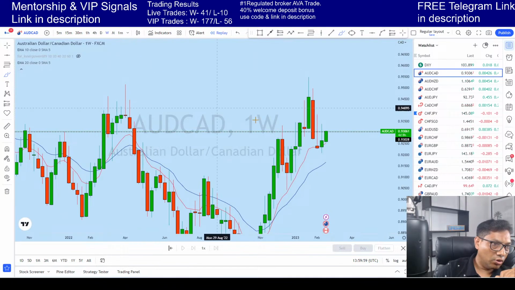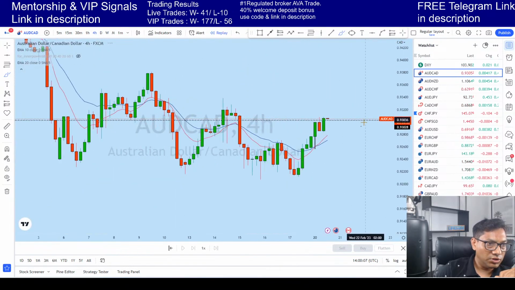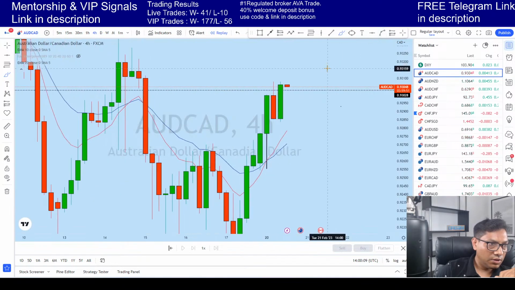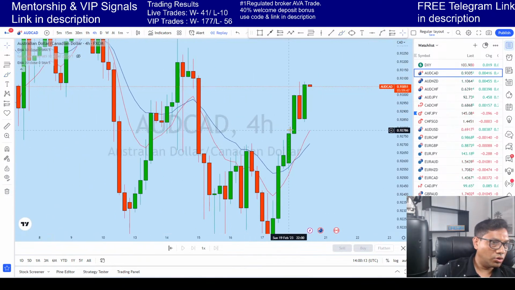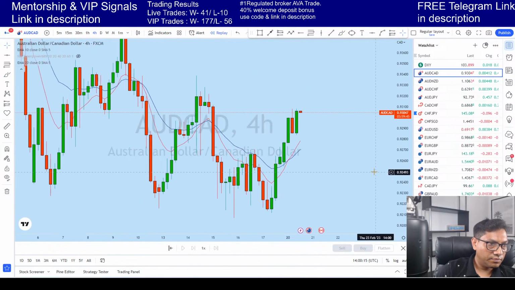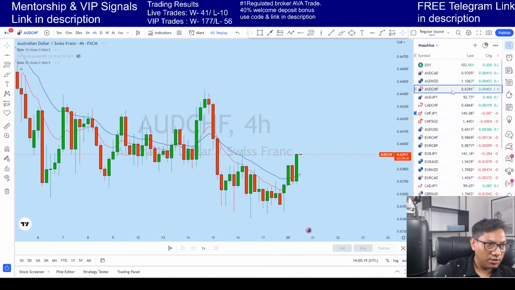And from the weekly also, you see it looks like it might break this weekly resistance level on AUD CAD. Now daily also, it looks like AUD CAD might go a lot to the upside. Okay, AUD CAD looks stronger.